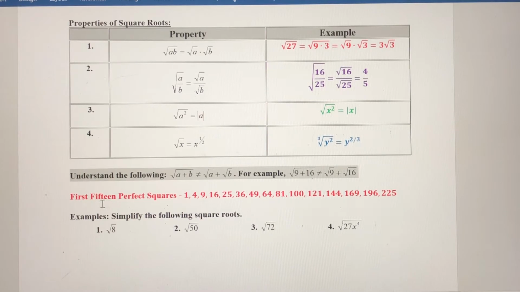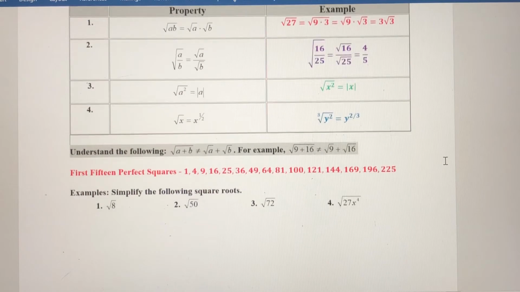Okay, I suggest memorizing these first 15, at least the first 12 you should know, and then you can use other things to get to the other ones if you need to. All right, so simplifying square roots.